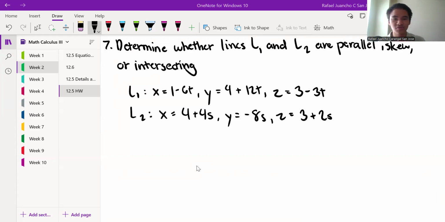And now we want to check if they're parallel. Let's check if they're parallel. So check their direction vectors.